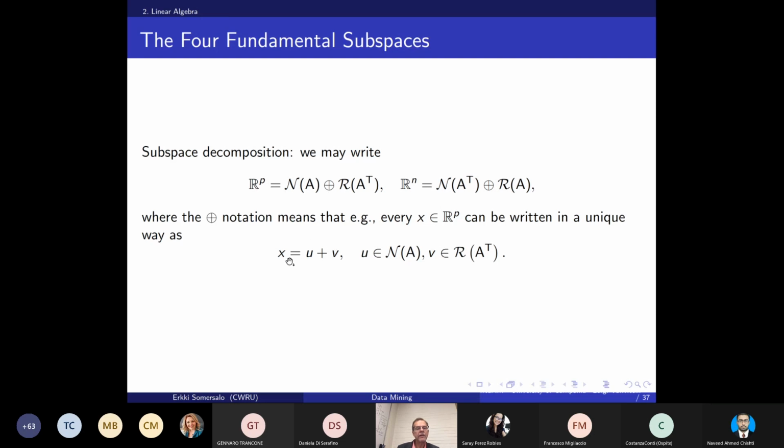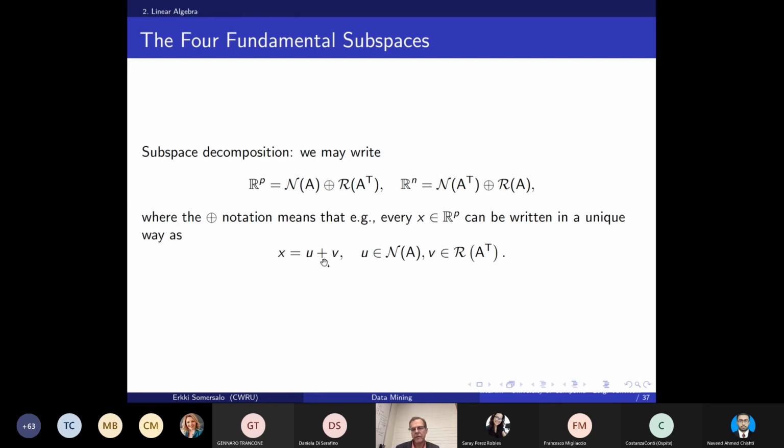It means that if I take any vector from Rp, so let's look at this first one, Rp, I take any vector x from Rp. I can always decompose x in two components, u plus v, where the first component u is in the null space of A, and the second component v is in the range of A transpose, and this decomposition is unique. So there is no other way of decomposing your vector x. Every vector has a unique decomposition into a component which is in the null space of A, and what is left is in the range of A transpose.